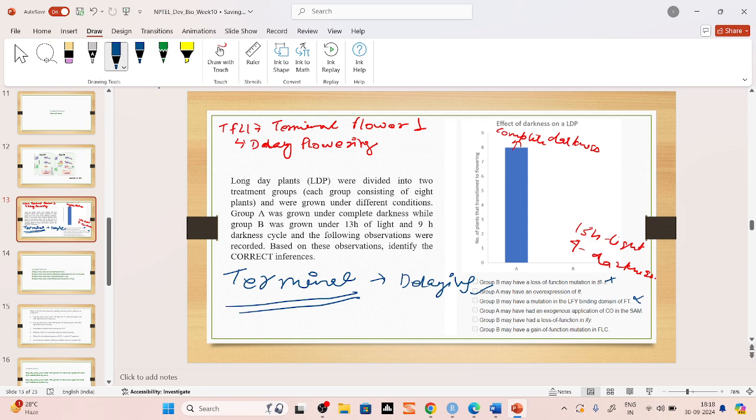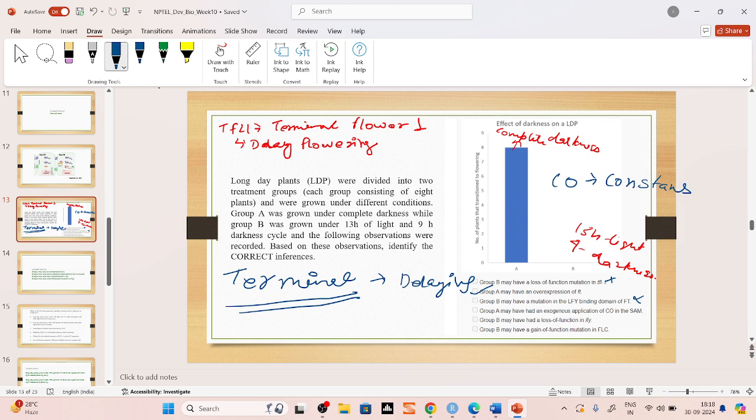incorrect. Then the next option is group A may have had an exogenous application of CO, constans, in the sap. Now this CO, which stands for constans, is basically responsible for promoting flowering. How does it promote flowering? It promotes flowering by inducing the FT expression in response to light.